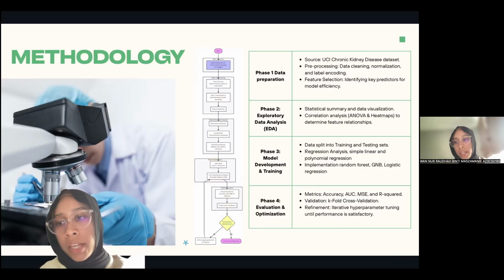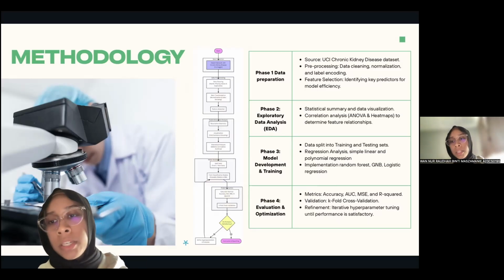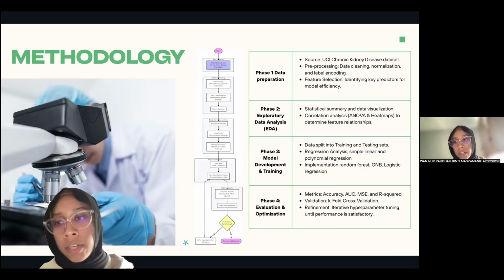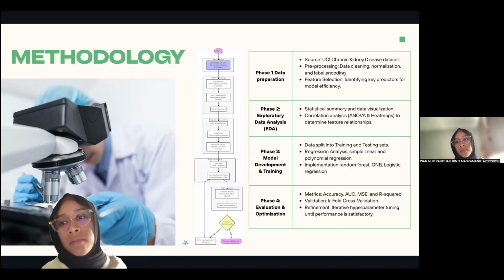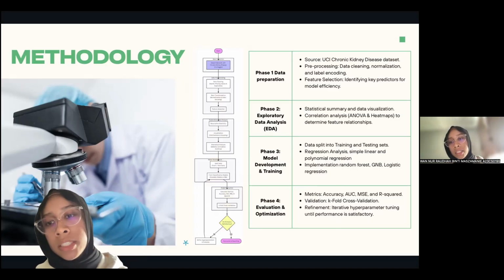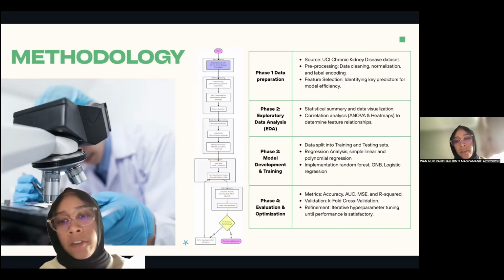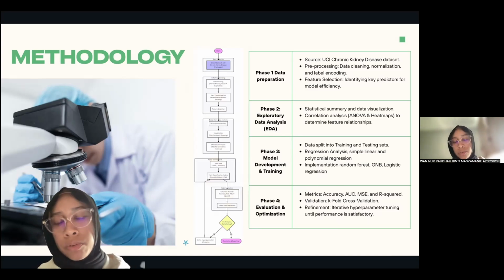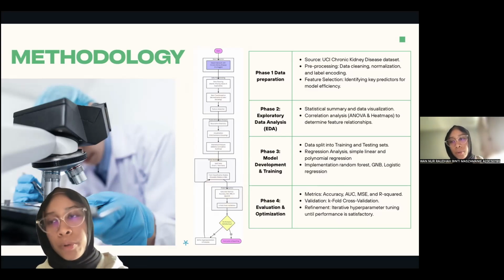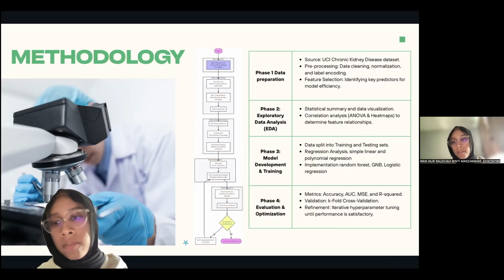And after that, we can do model development and training. We split into training and testing. For training, we use regression analysis, which are simple linear and polynomial regression. And after that, we test the model by using implementation of random forest, GNB, and logistic regression. For phase 4, which is evaluation and optimization, basically we do additional steps to prevent overfitting and underfitting, like AUC, MSE, and R-squared, and K-fold cross-validation.